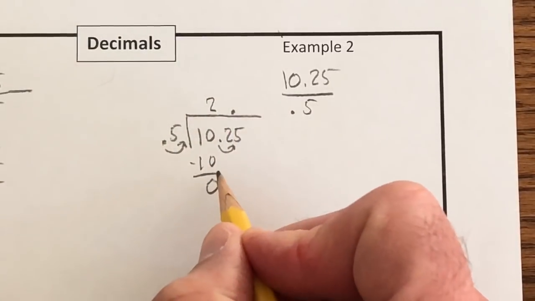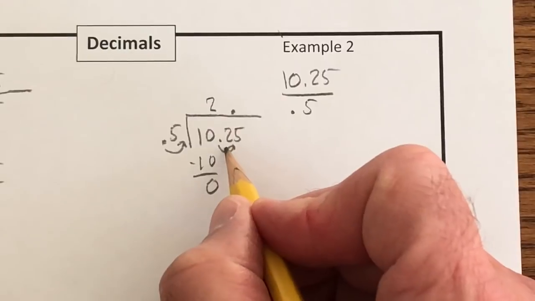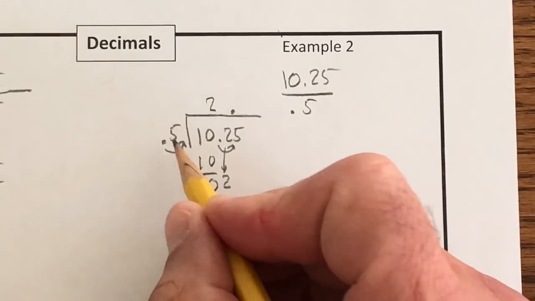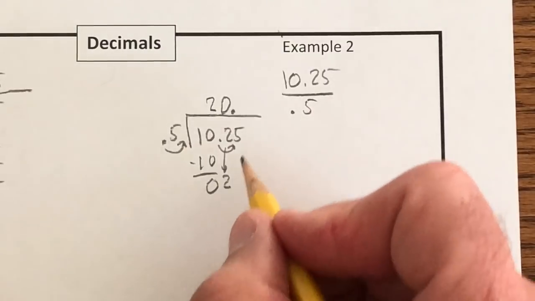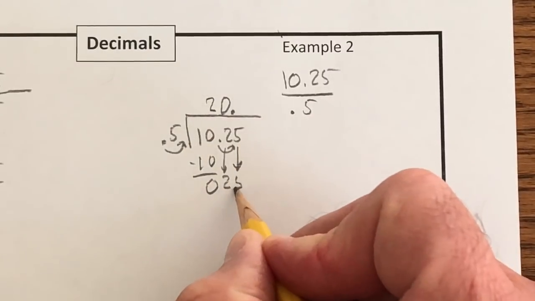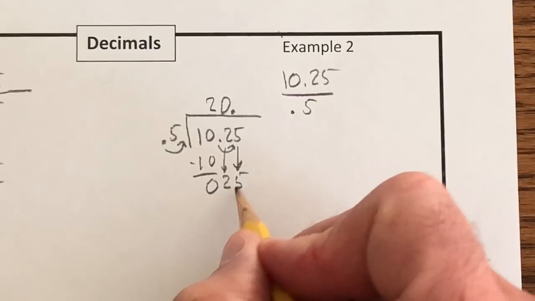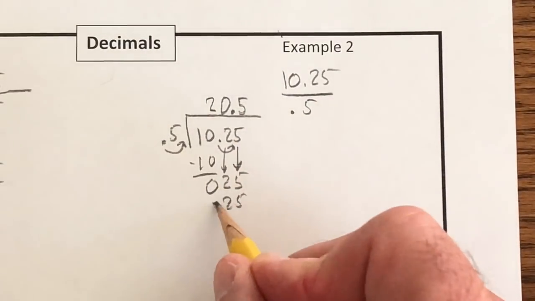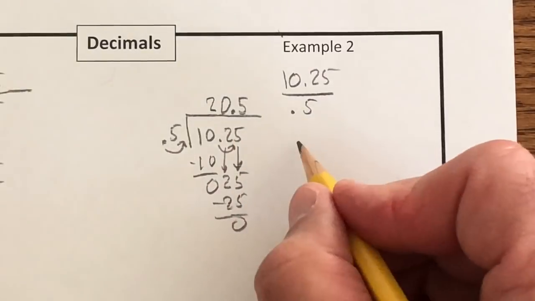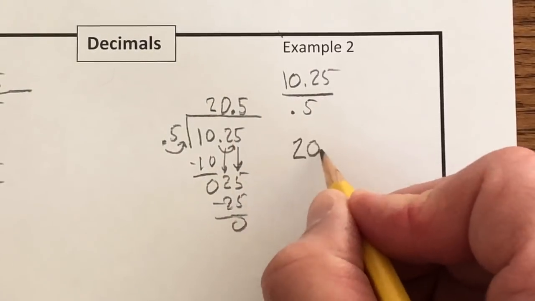5 goes into 10 twice. Bring down the 2. 5 does not go into 2, so you put a 0 above the 2. Bring down the 5. 5 goes into 25 5 times. So again, very similar, but we have a decimal point in between the 20 and the 5. So the answer is 20 5/10ths.